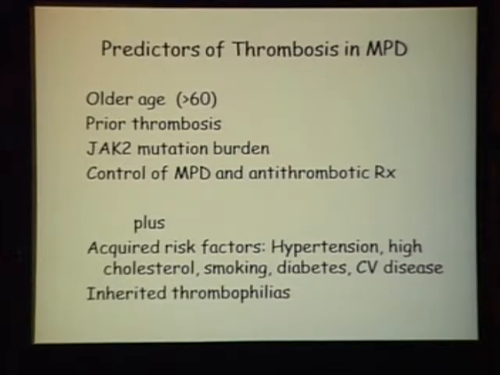So when you put all the data together from all the trials that there actually have been published, the predictors of thrombosis in myeloproliferative diseases are age, but that's true of thrombosis in almost any setting. Prior thrombosis, which is also not exclusive to the myeloproliferative diseases, to some extent the JAK2 mutation burden, because that may or may not contribute to the aggressivity of the underlying disease, and to a great extent the control of the disease, plus or minus antithrombotic therapy.